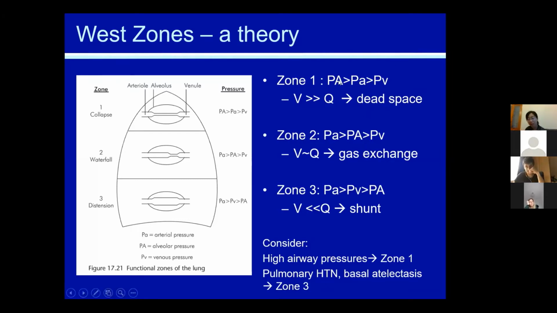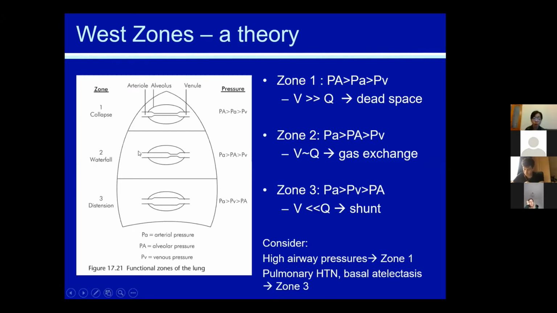So P capital A here is airway pressure. Your airway pressure is higher than your arterial pressure, which is higher than your venous pressure. So in this situation, your alveoli are distended and they will compress your blood vessels. This is all theory, by the way. If it does this to the extent that you only get your alveoli inflating but no blood flow, what is that? You've got ventilation with no perfusion, which is dead space. So in this theory, at the top of your lungs, in zone 1, ventilation more than perfusion, the top of your lungs is dead space. Makes sense?